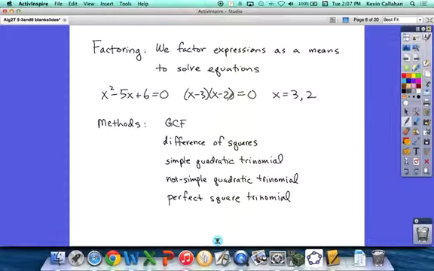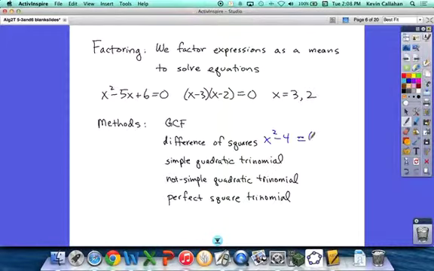That's why we learned to do the factoring. These were the different methods that we used so far. What does the GCF stand for? Greatest common factor. Okay, then we had difference of squares like this, right? How does x squared minus 4 factor?